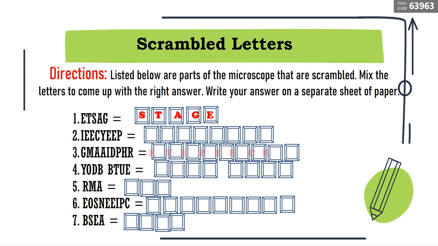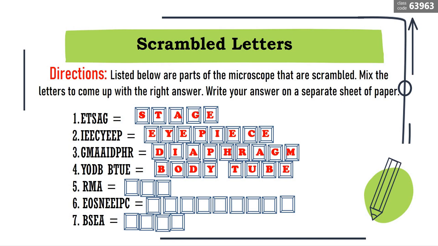Very good. It is eyepiece. Number three? Yes, I can hear you. That's diaphragm. How about number four? Two words. This is called, very good, body tube.